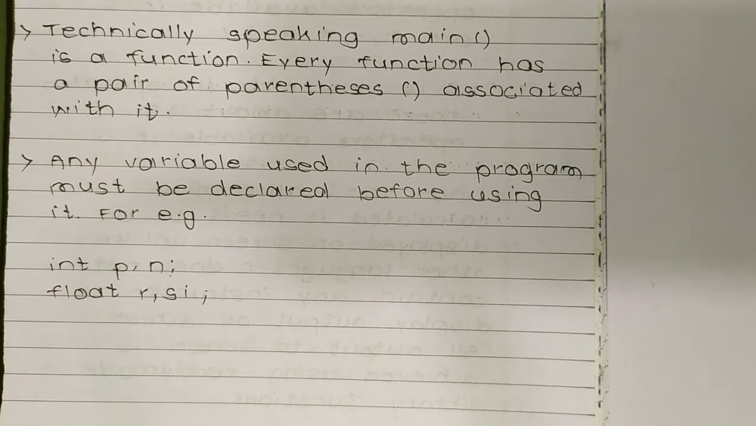Any variable used in the program must be declared before using it. For example, int p, n. So these are integers. Then float r, si, so r and si are floats. P and n are integers. They must be declared before using them.